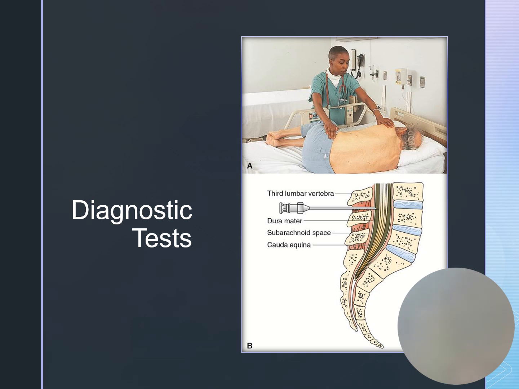We could also do a lumbar puncture or a spinal tap. This is going to help identify any pathogenic microorganisms. Normal should be clear and colorless, and we should have a CSF pressure of 80 to 180 millimeters of water.